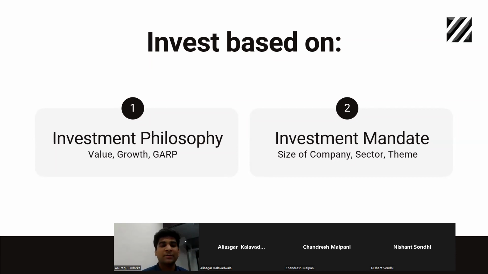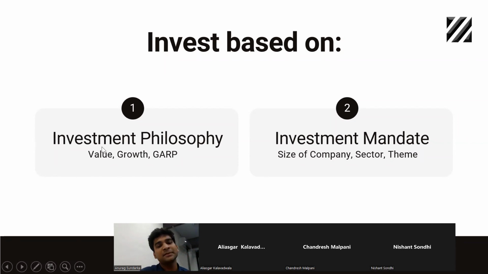So what will happen? You will start following that philosophy. You will start not liking, let's say, debt heavy companies. Some people like debt heavy companies a lot. So what is your philosophy? What are the things that you're comfortable with? What are the things that you're not comfortable with? All that is included over here, in your investment philosophy.